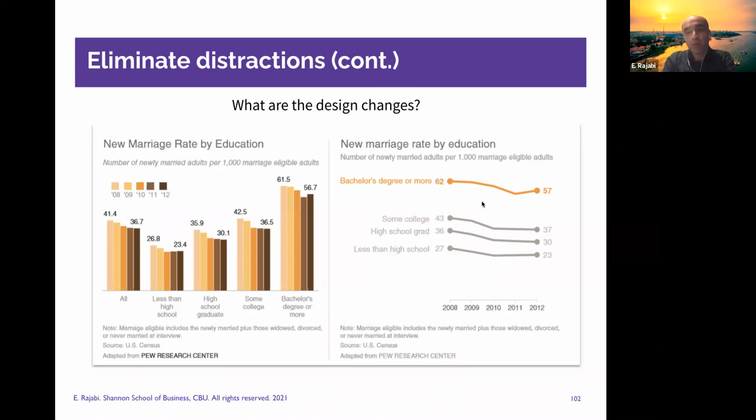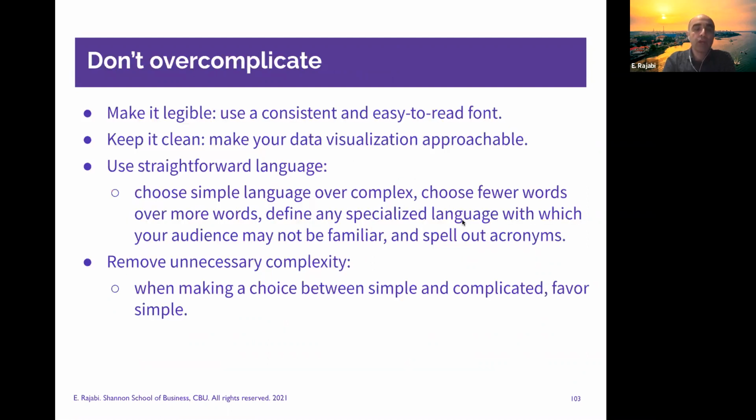We highlight what we want to be highlighted. We remove some numbers that we don't want to see. On the right side, you see that for bachelor's degree or more, it starts from 62 and goes to 57 in 2020. Now we see the years on the x-axis. So on the right side, you agree that this is a good visualization, right?